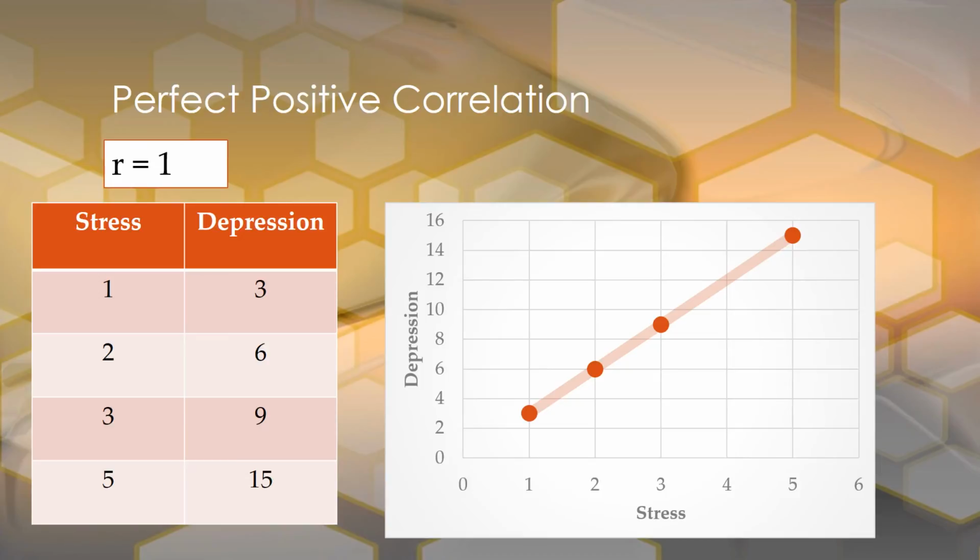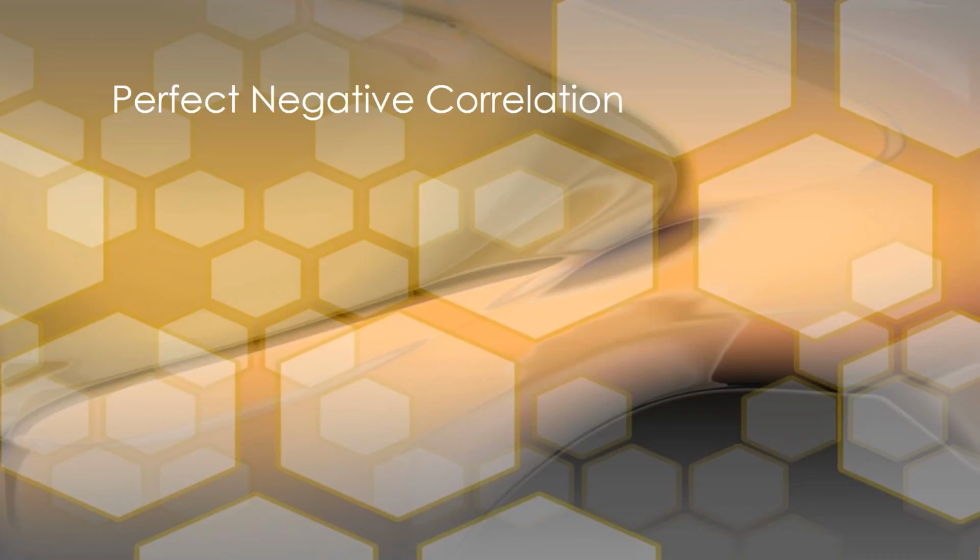And if we keep this perfect correlation, if we collect more data and it's still a perfect correlation, we would know that if our stress level is 4, our depression level would be 12 here. So that would be perfect because it's on the line as well. So a perfect correlation has dots that follow a straight line.